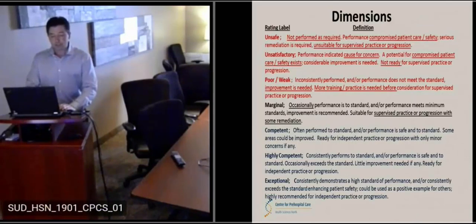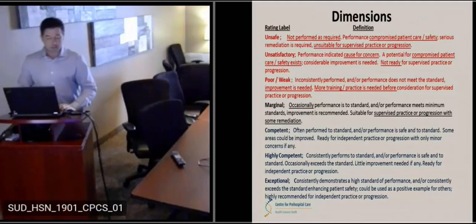Here's a list of the definitions of the dimensions. So again, the first one would be unsafe. So not performed as required, performance compromised patient care, safety. Again, an unsafe would be an unsuccessful. Unsatisfactory would be the next category. Poor or weak, again, would be the third one. Marginal, so occasionally performance is to standard. Next would be competent, so often performed to standard. The 6th dimension would be highly competent, and then again, the 7th would be exceptional.